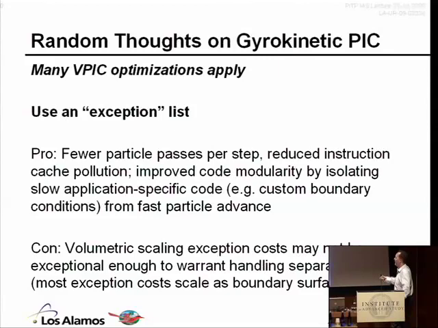The con behind this, at least with respect to VPIC, is that for some kinds of simulations we've looked at, for example, if you're looking at things such as volumetric ionization processes of particles within a material medium due to field strength, you might have a volumetric scaling exception cost, in which case this might not be a viable strategy. But most exceptions scale as the boundary surface area of your simulation.